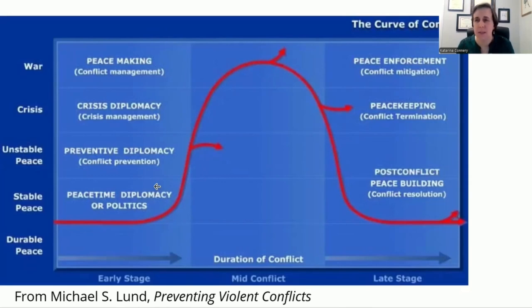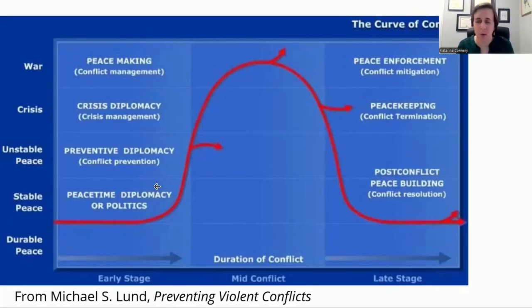So when you come to selecting the conflict that you would like to analyze for your final project, you will be asked to place your conflict along Lund's curve. Where is it in the curve right now? And why do you say that? And what are the indicators to prove this classification? Has the conflict recently moved? Has it moved from an unstable peace to a crisis, or from a war to a crisis? Is it in a situation where things could easily re-escalate?